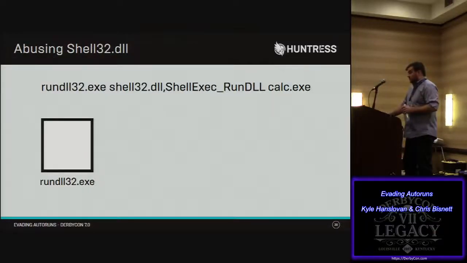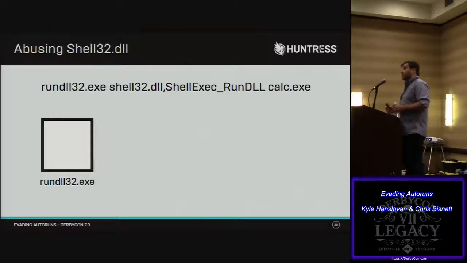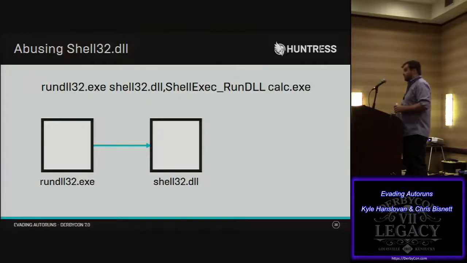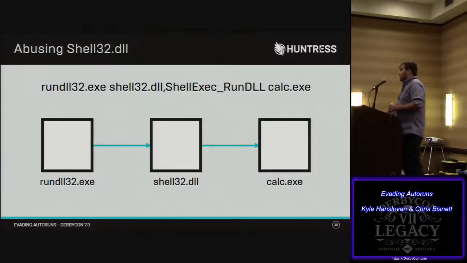So if we built a command like this, rundll32, calling shell32.dll, calling the export ShellExec_RunDLL, and pointing at calc, what we'll actually get is rundll32 will load, loads shell32, calls the export, and ultimately executes our malicious payload. In this case, it's calc.